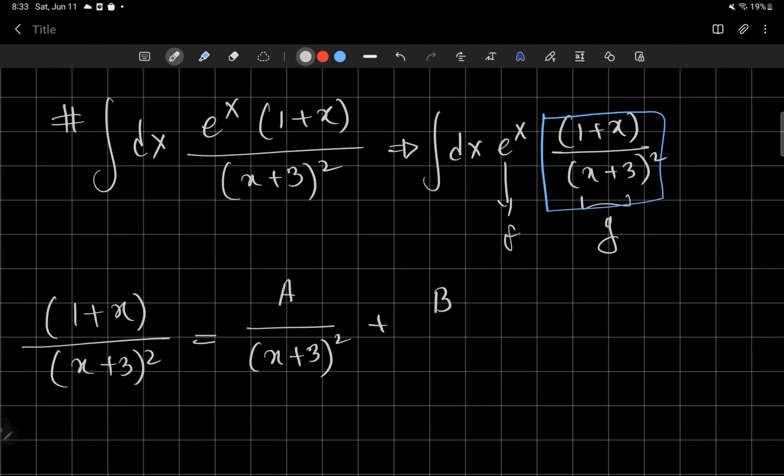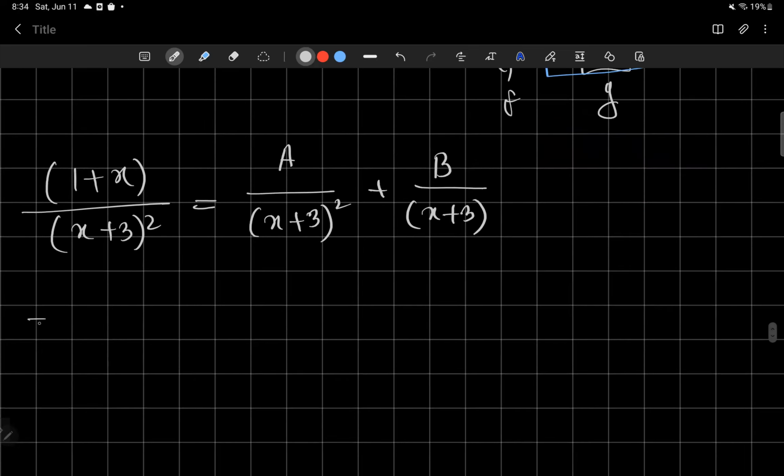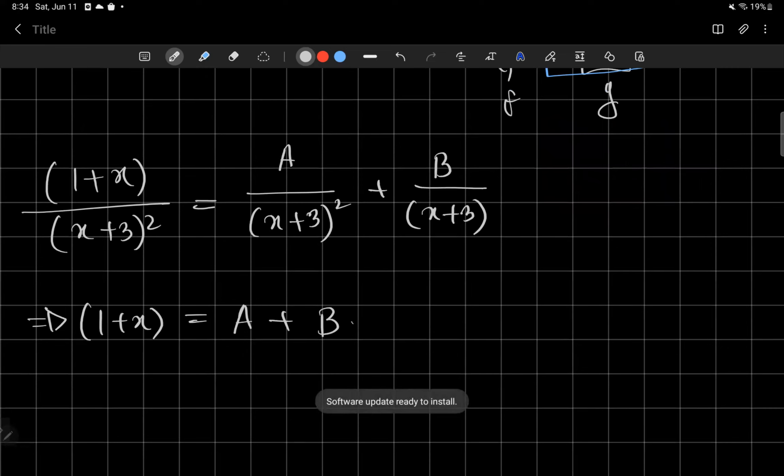Degree polynomial, right? So this second term would be b by x plus 3. Now the rest of the job is pretty simple. You just multiply stuff. I'm skipping a few steps. You should fill them out if you feel confused, or you can ask. I'm doing this just to be quick.